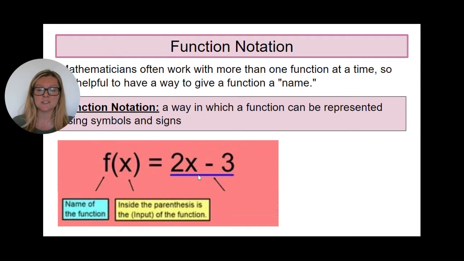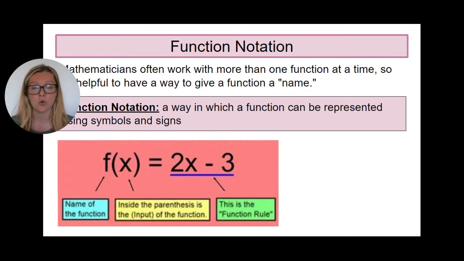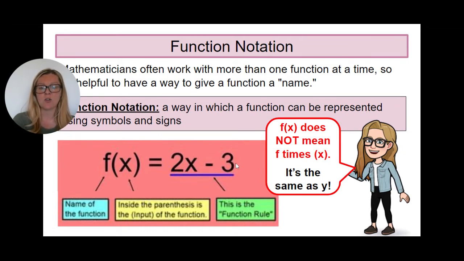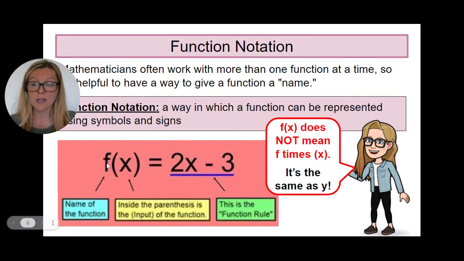And then this last piece, the 2x minus 3, this is our expression, and it is going to represent our function rule. It tells us, hey, what are we doing to the input in order to get the output? Now, what's really important here is that this f of x, while it looks really fancy, it is just another way of saying y. So instead of saying y is equal to 2x minus 3, again, we get more specific and give it a name.